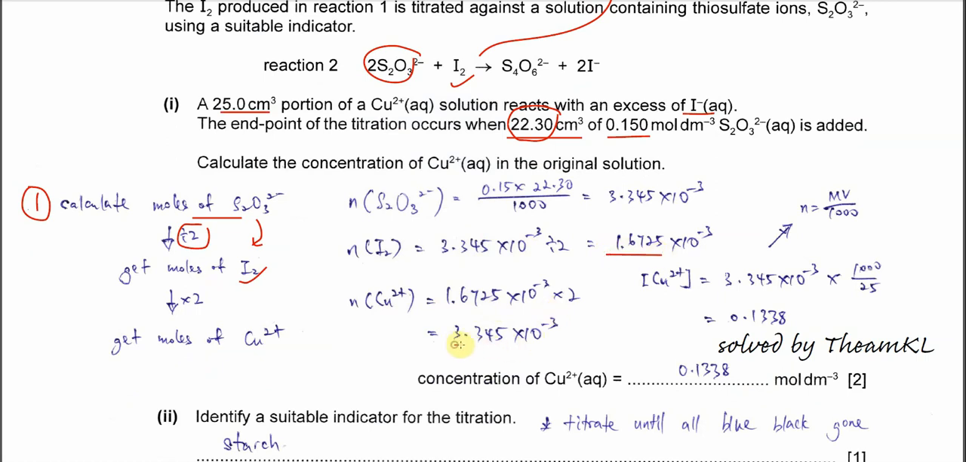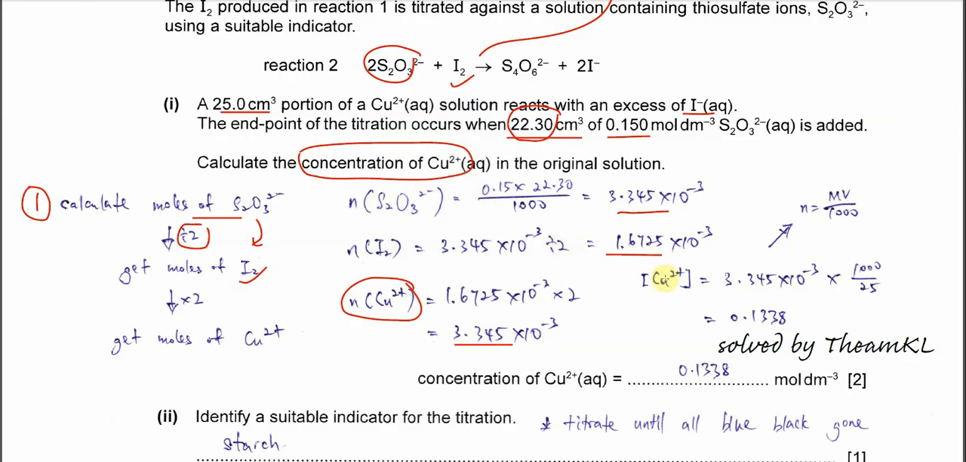So you get 3.345 times 10 power negative 3. Actually same as this one. Now, the moles of copper 2 are obtained. We can get the concentration of copper 2 now.